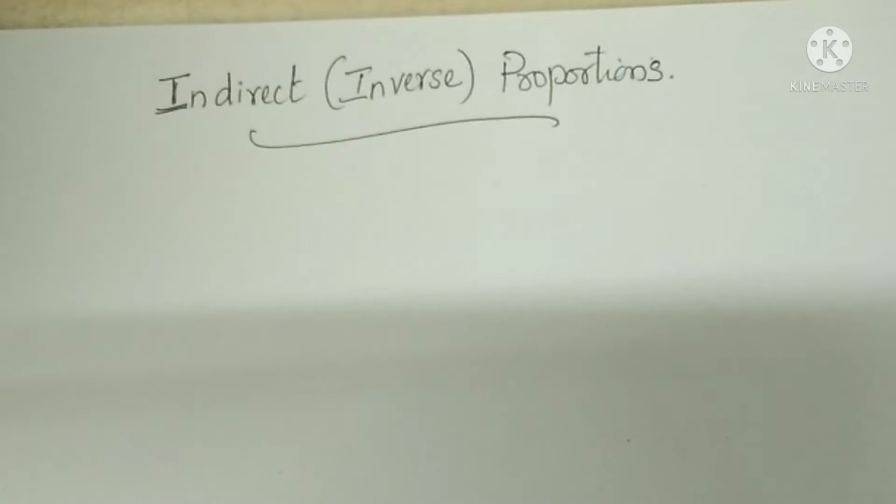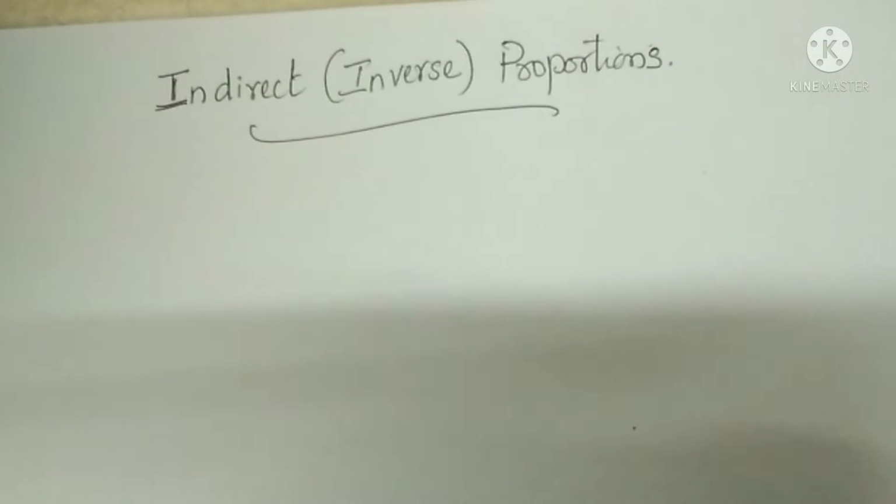Now today we are going to learn something different from that. That is, when two quantities are related in such a way that when one quantity increases, the other quantity decreases. Such types of proportion are called inverse proportion or indirect proportion.